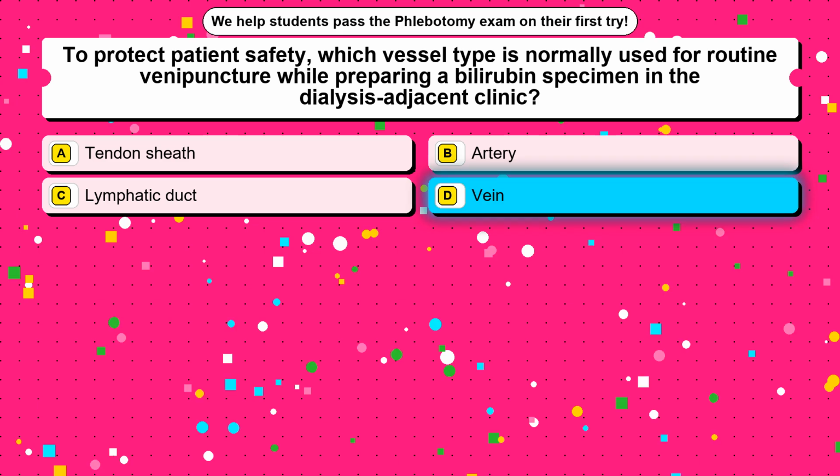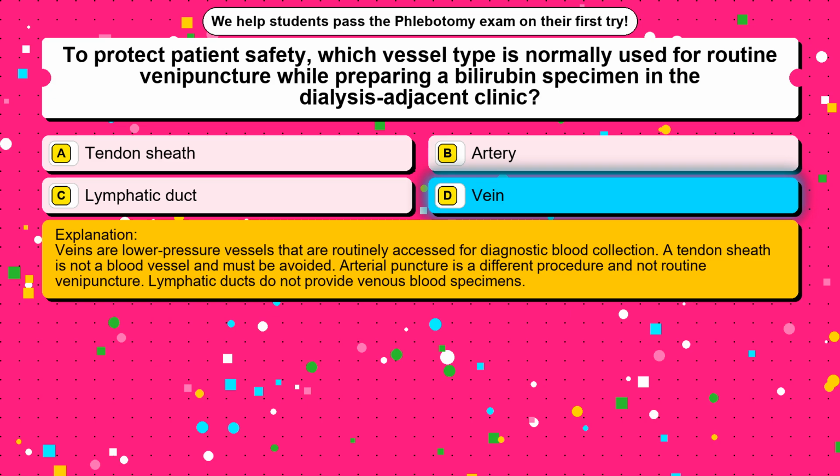Vein. Veins are lower pressure vessels that are routinely accessed for diagnostic blood collection. A tendon sheath is not a blood vessel and must be avoided. Arterial puncture is a different procedure and not routine venipuncture. Lymphatic ducts do not provide venous blood specimens.